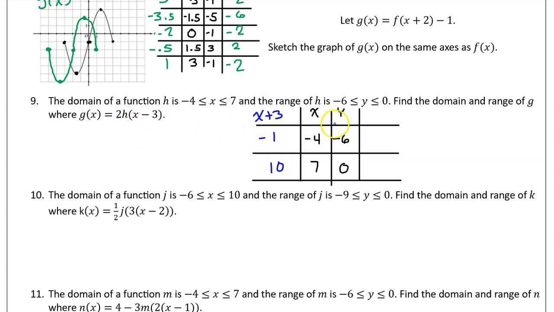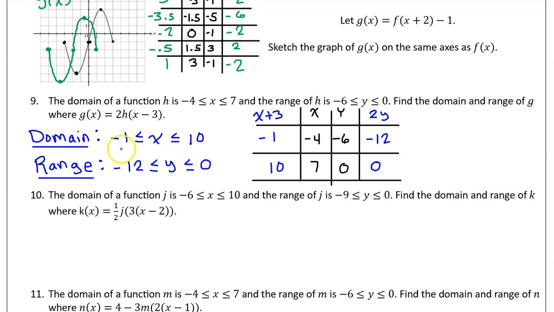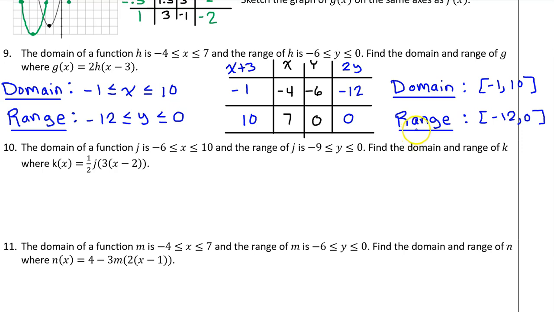The transformations that affect the y values occur outside of the function, and they look just like they act. So multiplying by 2 in the front means 2 times all the y values. That will give us a negative 12 and still 0. So the new domain will be from negative 1 to 10, and the new range will be from negative 12 to 0. If you use interval notation, your domain and range will look like this.